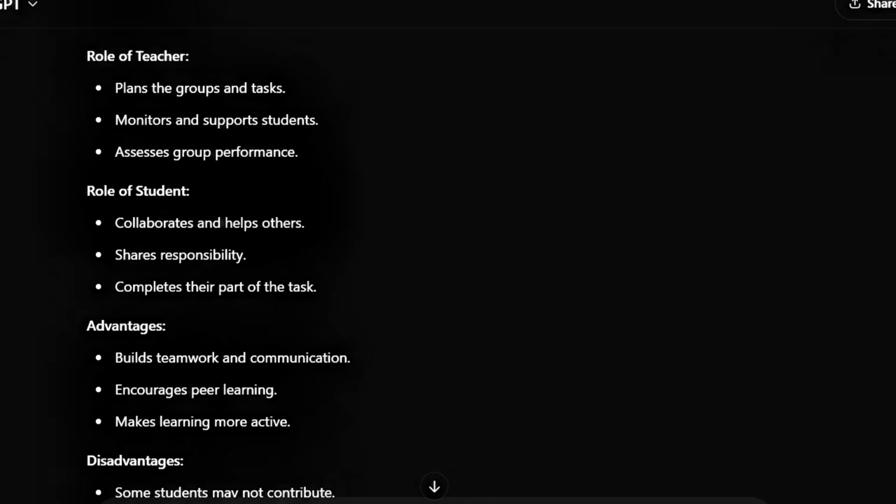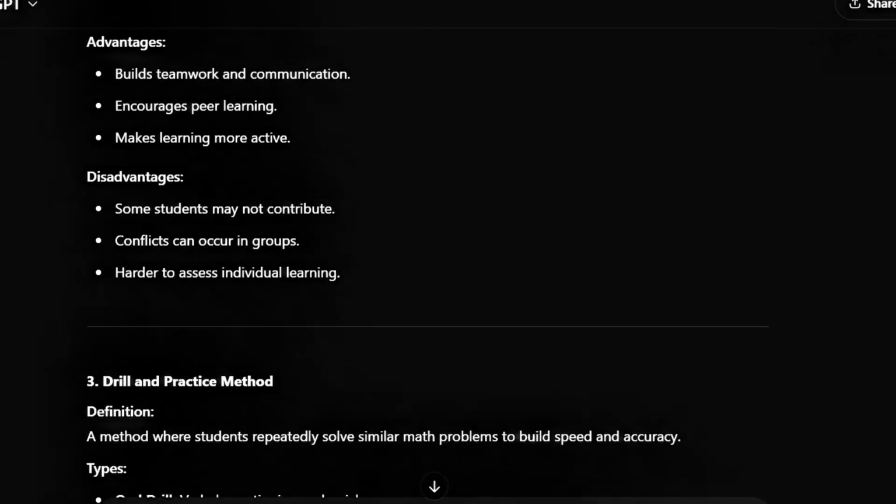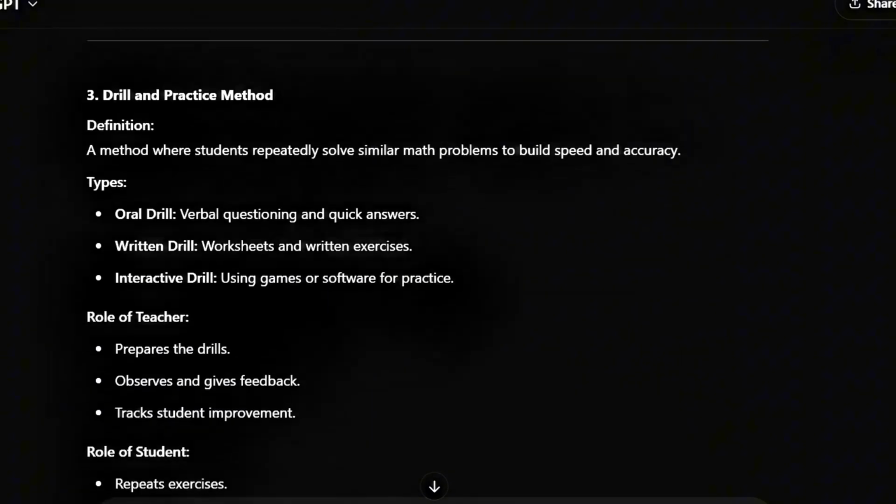Advantages: builds teamwork and communication, encourages peer learning, makes learning more active. Disadvantages: some students may not contribute. Conflicts can occur in groups, harder to assess individual learning. 3. Drill and practice method.